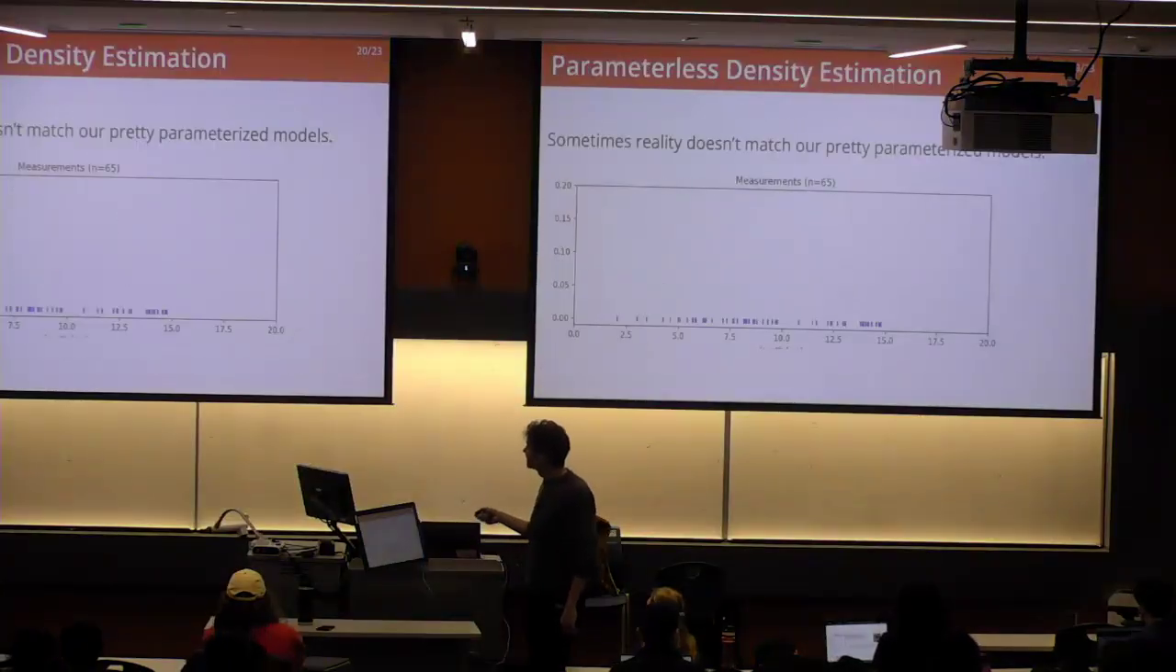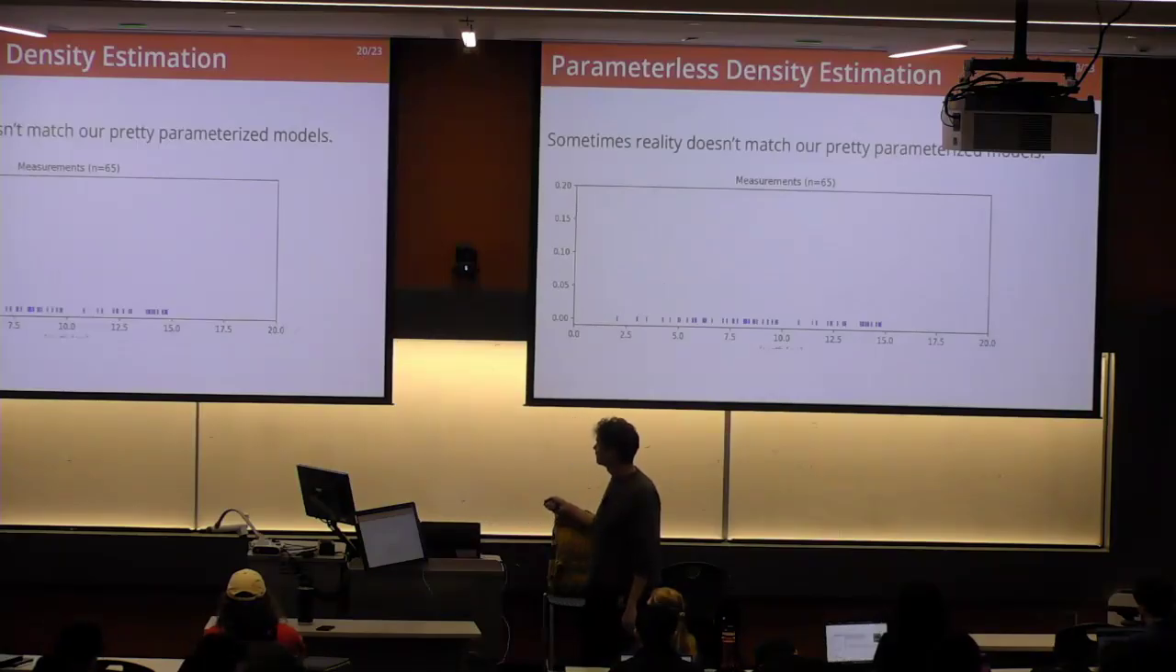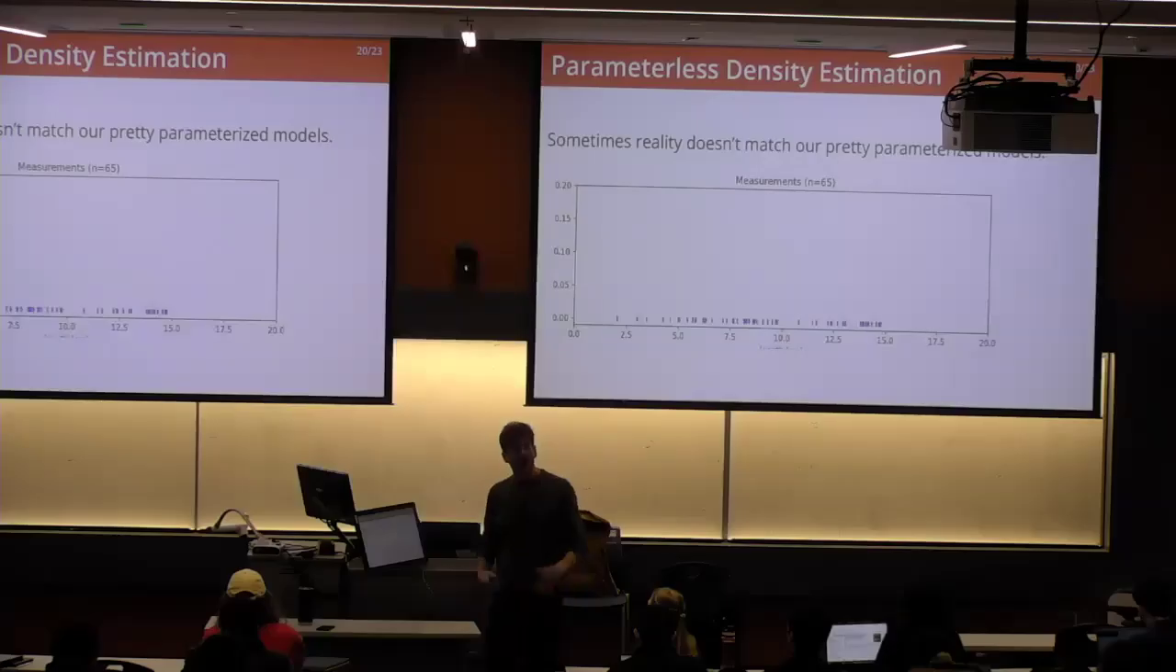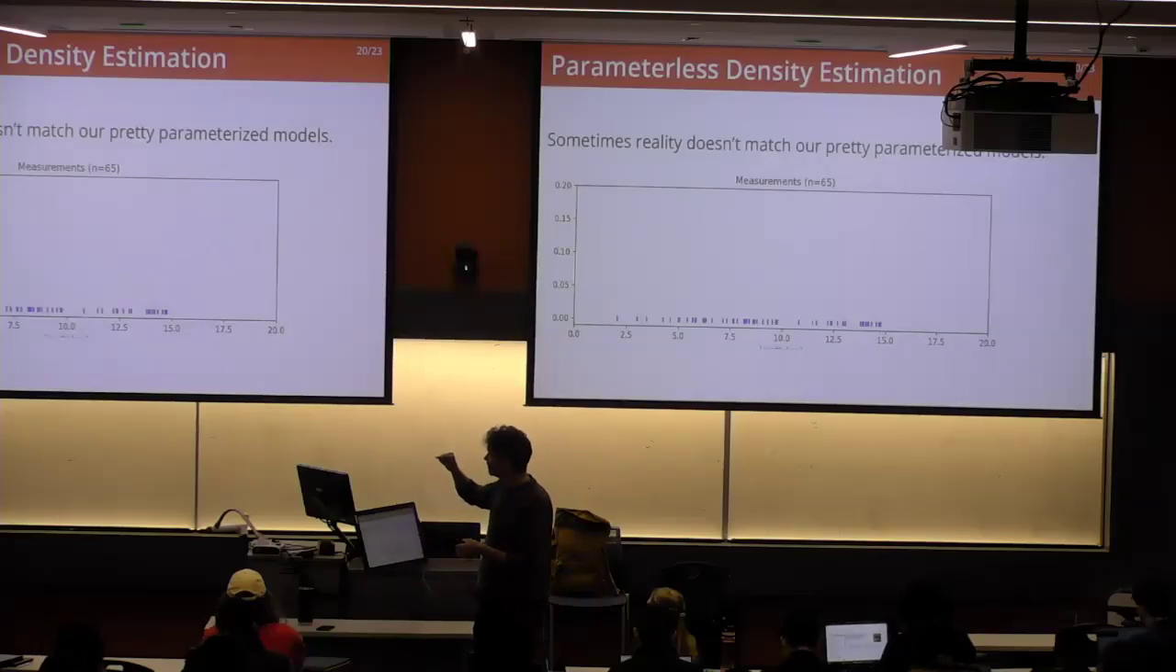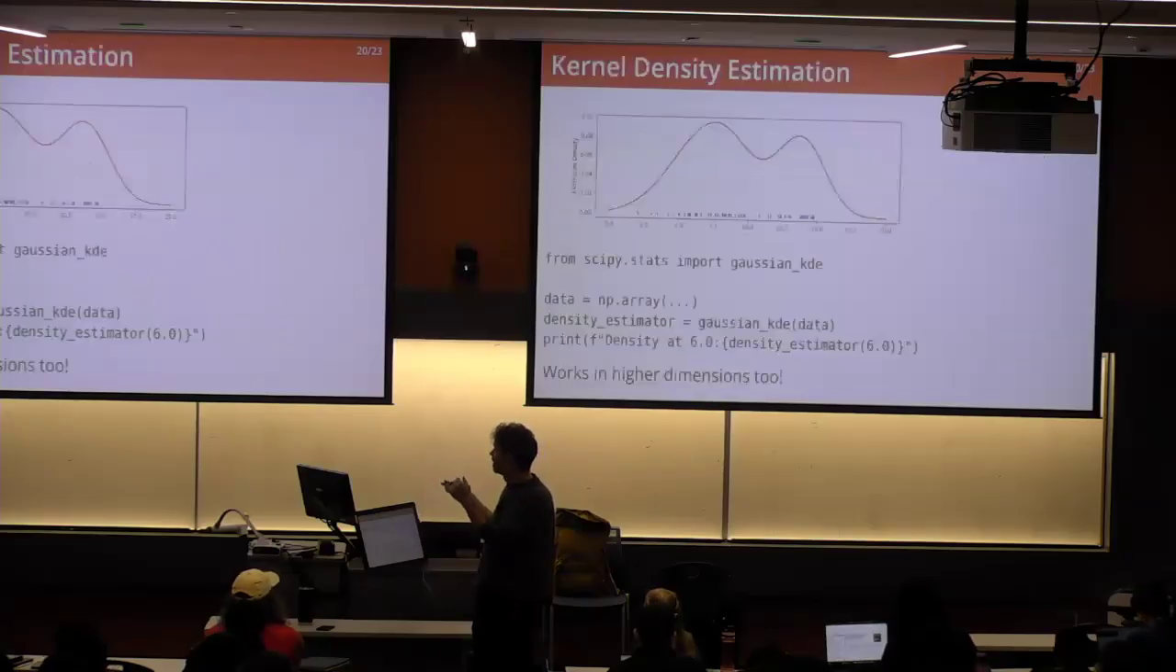So let's say I've got something like this. I have these measurements. How can I create some sense of the density from it? There's this idea of kernel density estimators. What you do is you put a little normal distribution over each one of these data points, and then you add them all together, and then you scale them so they integrate to one.